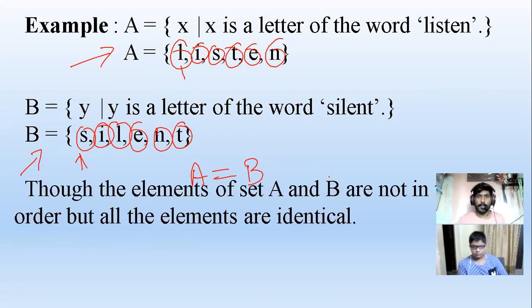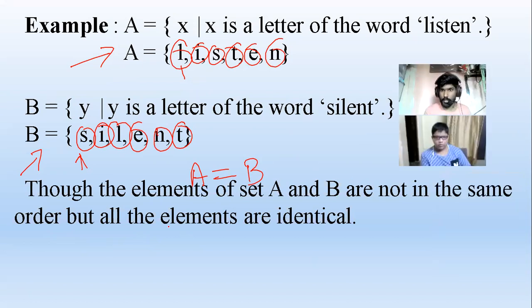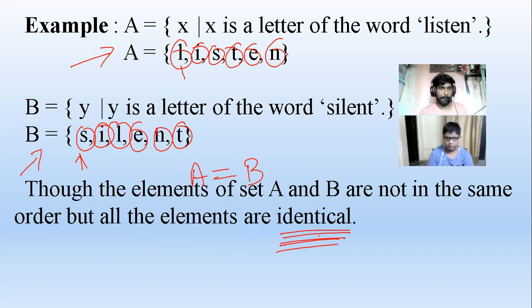Yes, sir. The elements of set A and B are not in the same order, but all elements are identical. Identical means same. So A is equal to B. Okay, look at set A and set B. Are they equal or not equal? They are equal.